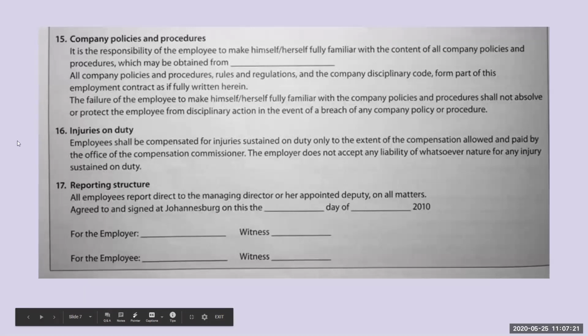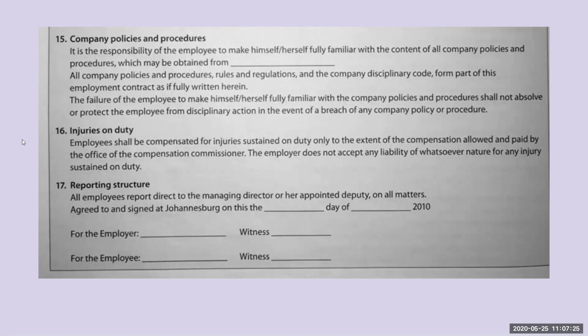Okay, company policies and procedures. We're really nearing the end here. I know this is quite long. It is the responsibility of the employee to make himself or herself fully familiar with the content of all company policies and procedures, which may be obtained from, and here they will put in the name or the place where you can get this documentation. So this is things, guys, like our code of conduct or things like that. And it is your job as the employee to be familiar with these things.